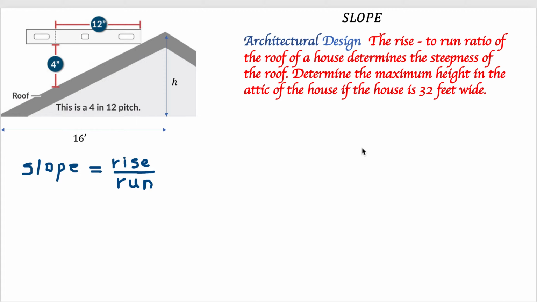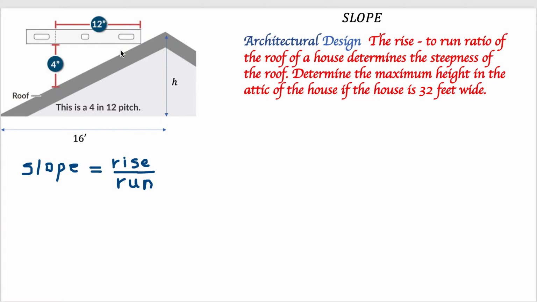Slope, architectural design. The rise to run ratio of the roof of a house determines the steepness of the roof. Determine the maximum height in the attic of the house if the house is 32 feet wide. So the house is 32 feet wide, but half of the house is 16 feet, because half of 32 is 16 feet, and we have to determine the height of the attic, h.